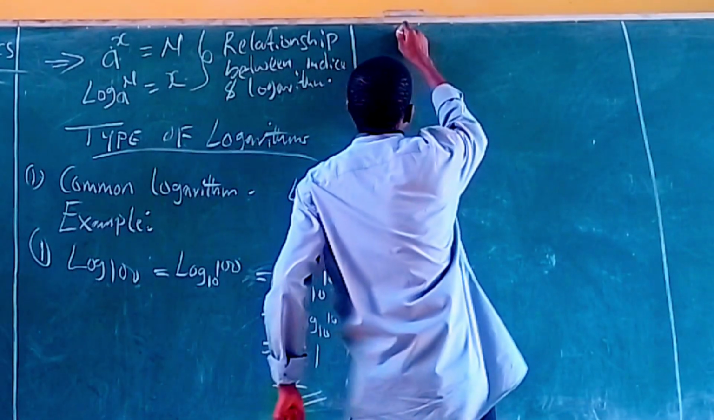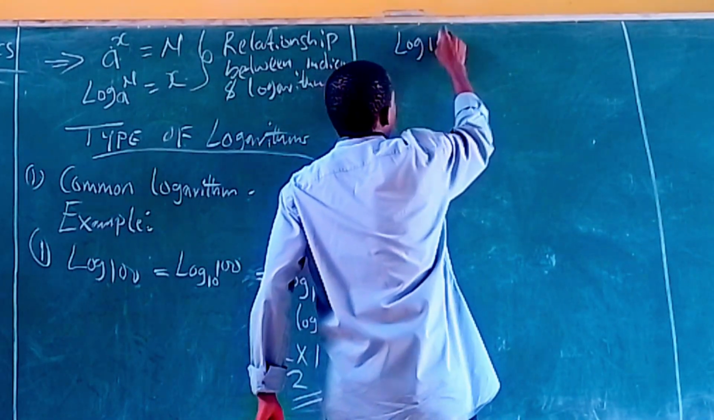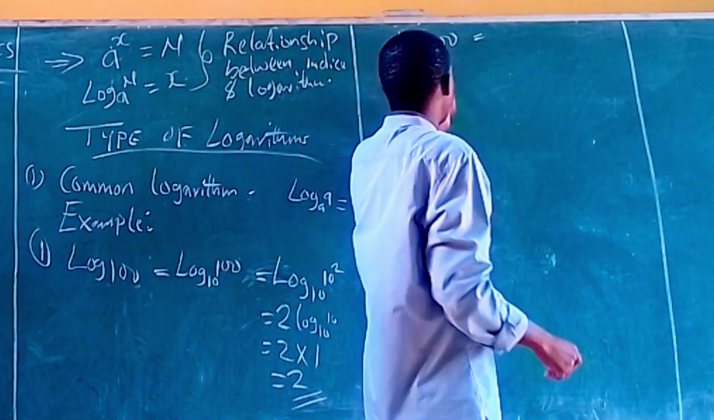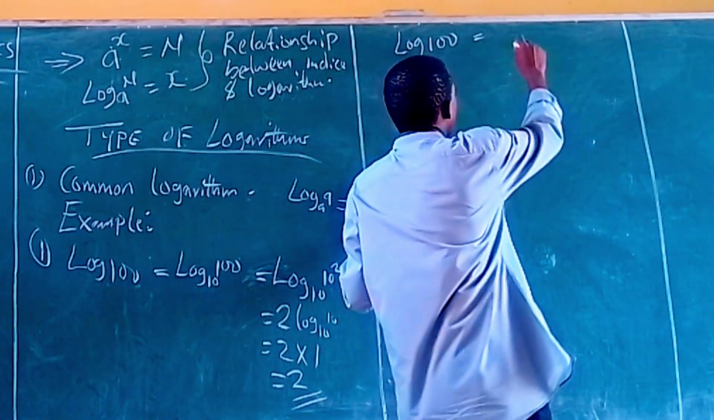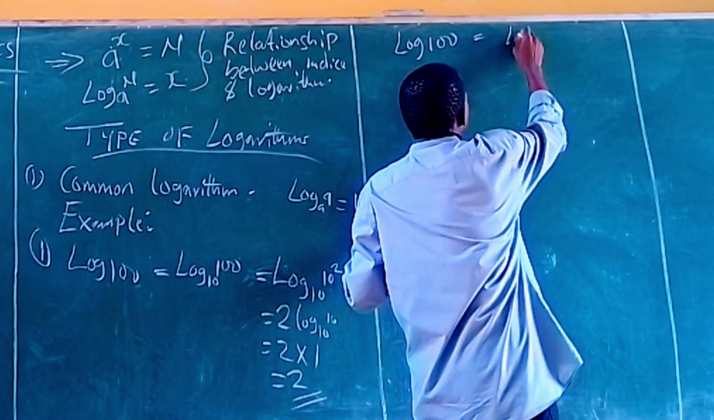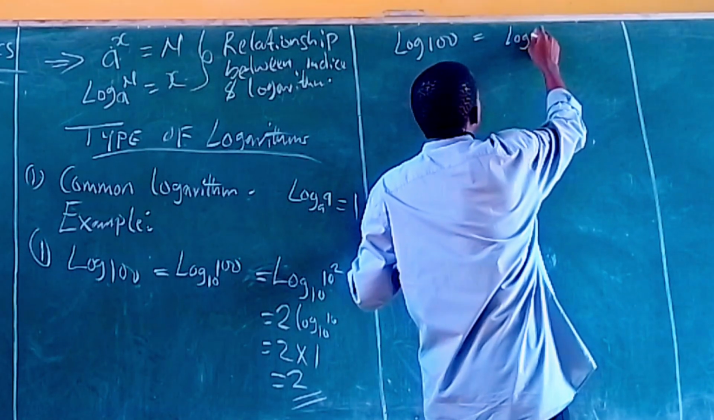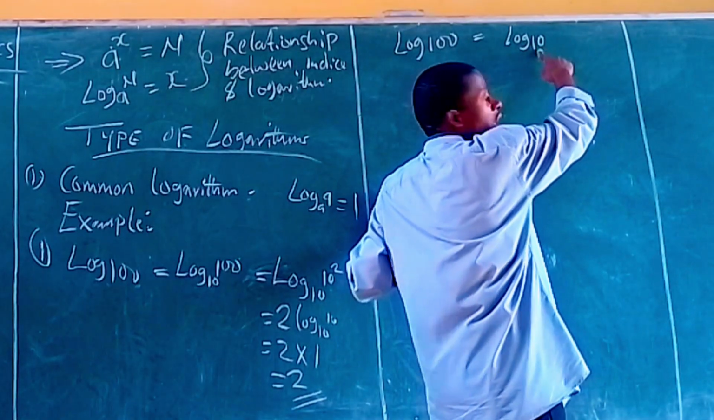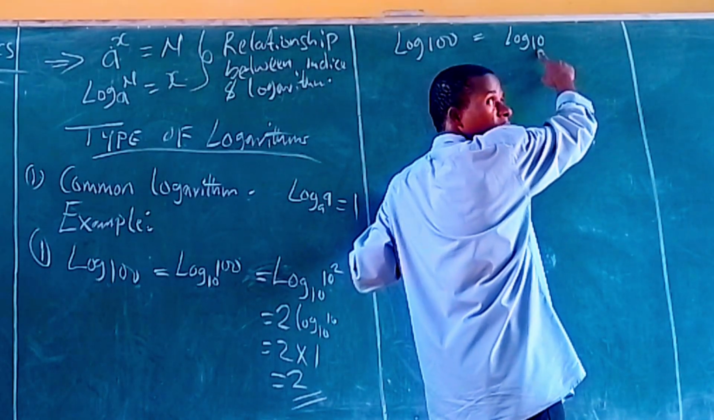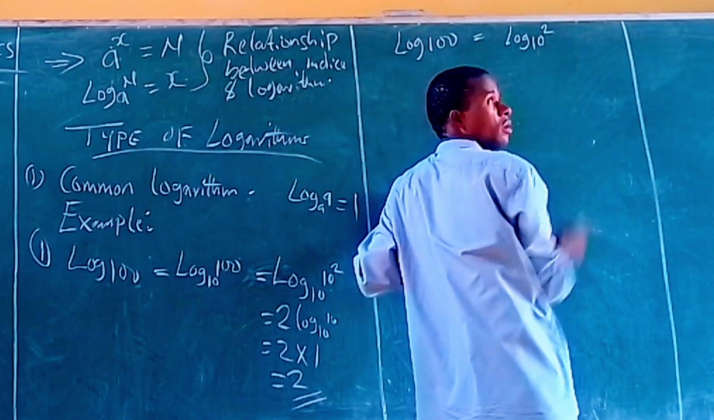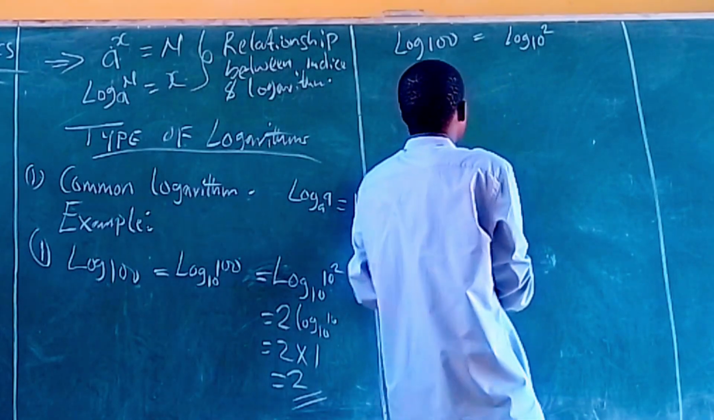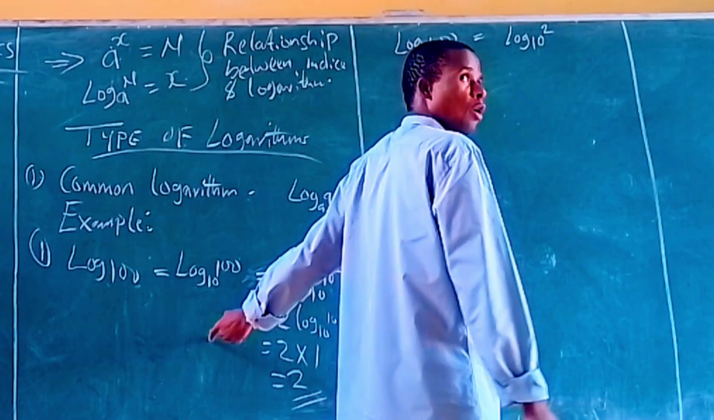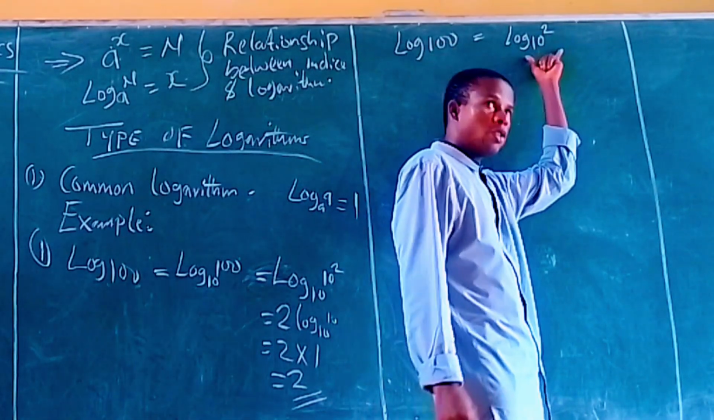We have log 100, right? There's another way of solving this. If you look at log 100, it's the same thing as log of 10 times 10, which is equal to 100, right? This is 10 to the power of 2. Instead of writing 100, it's already in the form of 10. This is another method of solving this, a second method.